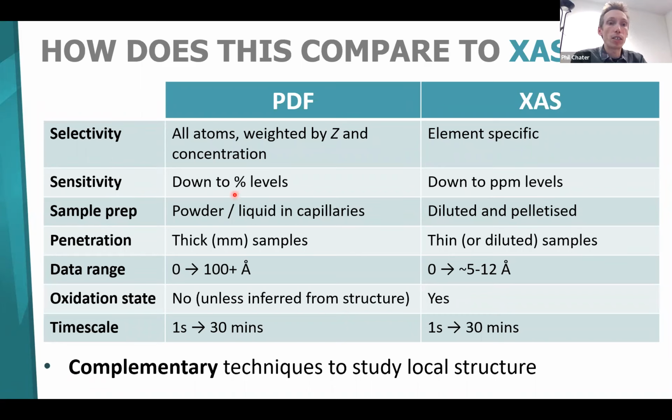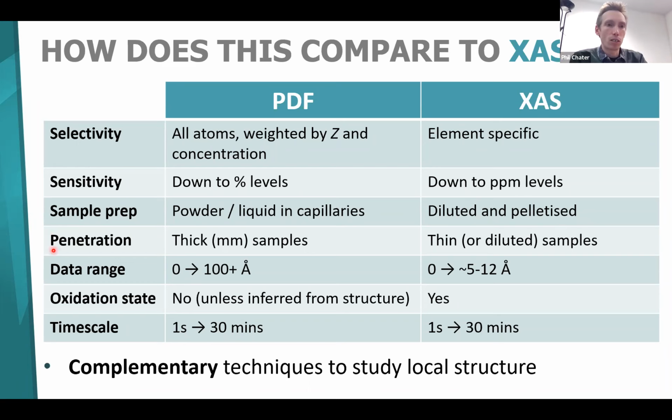In terms of sample preparation, PDF is typically done on powders supported in capillaries or liquids supported in capillaries. If you have a self-supporting sample, you can just put that directly on and not have a container at all. But most of our experiments are done like this. Again, most XAS experiments are diluted and pelletized. So you have your powder sample and you prepare a pellet from it, typically diluting it down. But that's not always the case either.